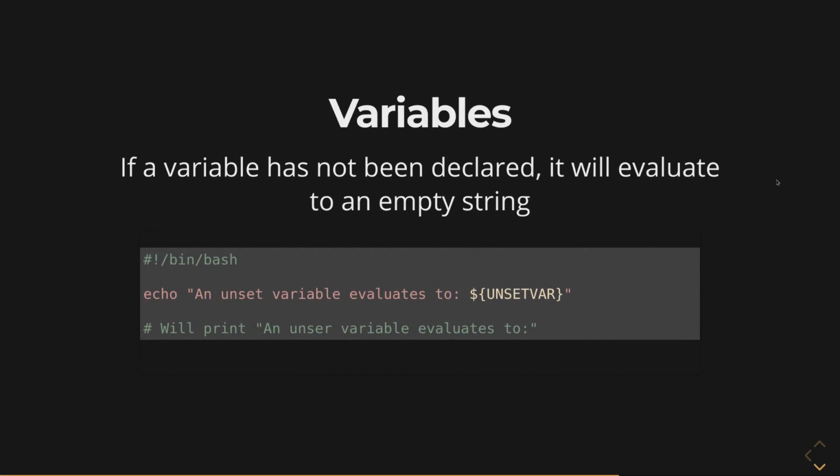Moving on. If you try to access an unset variable, Bash is not going to complain. It's just going to evaluate that to a blank string, as in no characters. That's different from other languages, which might tell you that you're trying to access a variable that doesn't exist. That generally doesn't happen in Bash.